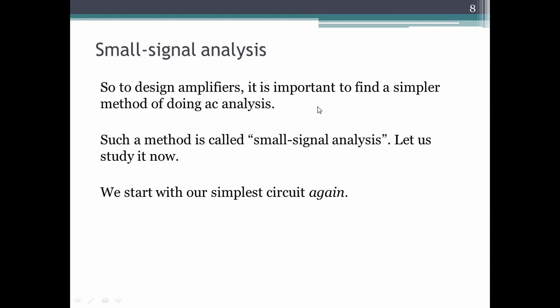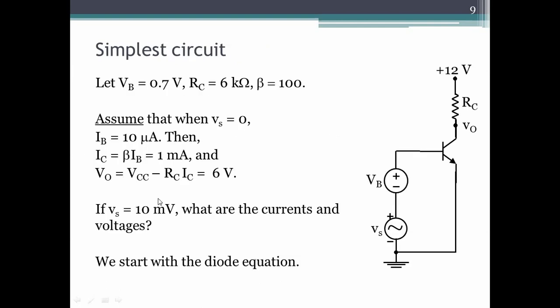But exponentials don't work. Therefore, we need to find a simpler method to do AC analysis. Such a method is called small signal analysis. So, let us learn what small signal analysis is. Again, we'll start with our simplest circuit. Same circuit we'll take, but now we'll take a different approach. Same circuit, same everything.